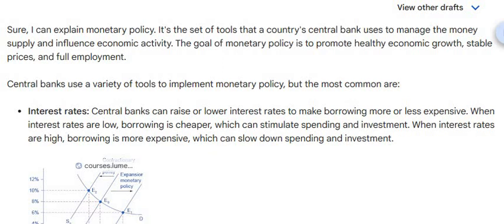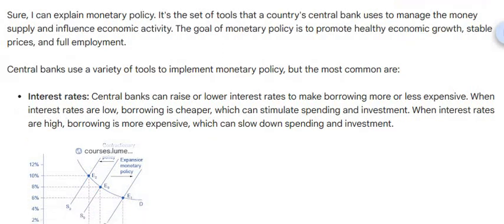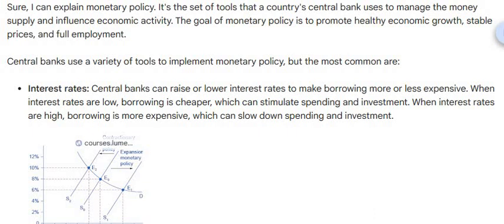Central banks can raise or lower interest rates to make borrowing more or less expensive. When interest rates are low, borrowing is cheaper, which can stimulate spending and investment. When interest rates are high, borrowing is more expensive, which can slow down spending and investment.